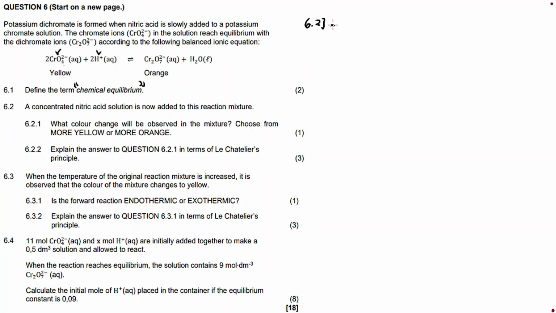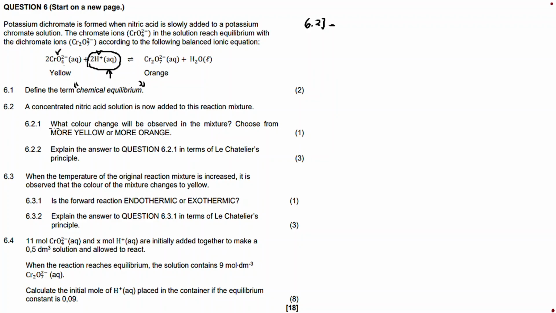Asize la kulo kanje ku 6.2. In 6.2, but a concentrated nitric acid solution is now added to the reaction. Nitric acid is an acid, ngibona ngale hydrogen ion. So this is our nitric acid. Of course, it's not the full formula, but kwamele wazi ukuthi an acid is responsible for dissociating into ama hydrogen ions.